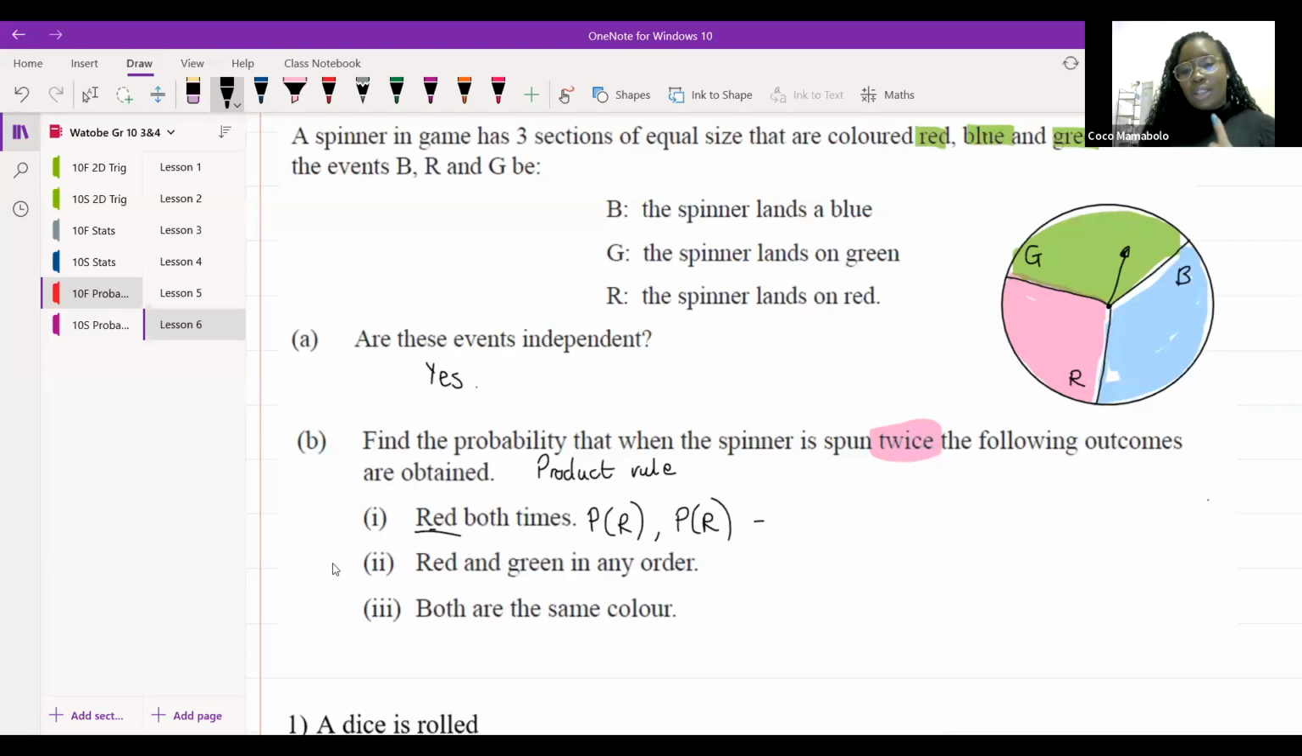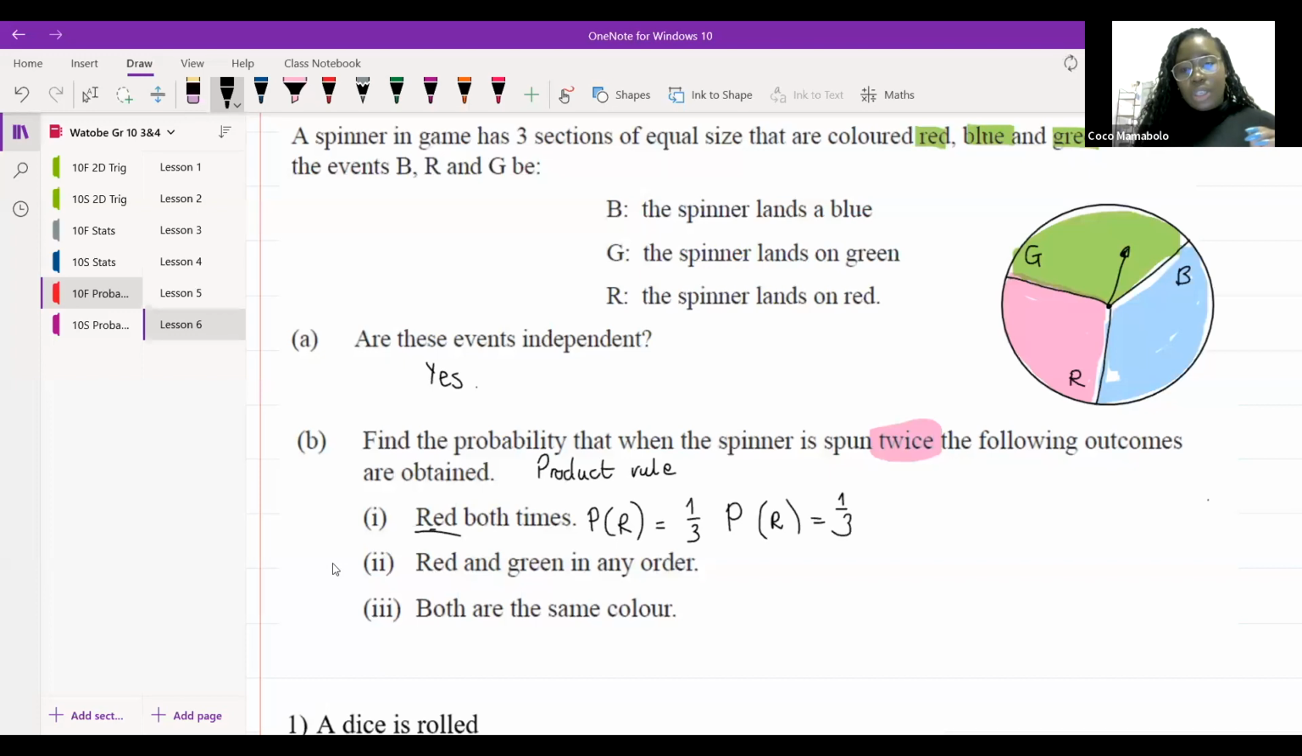Now, I want you guys to think about this. What is the probability of it landing on red the first time? Let's start with just the first one. What is the probability of the first land on red? Good, Jessica, that's it, Caitlin. First land on red will be 1/3. What is the probability of it landing on red again?